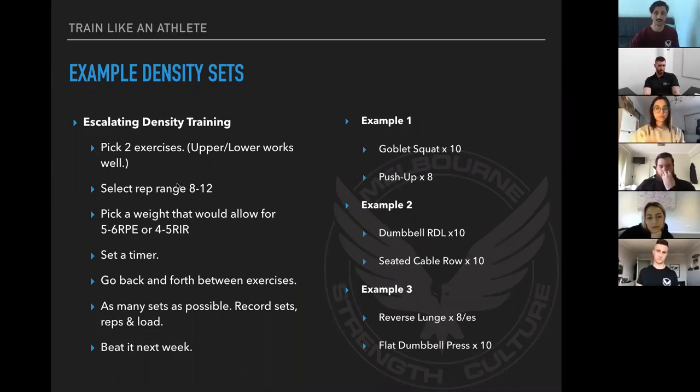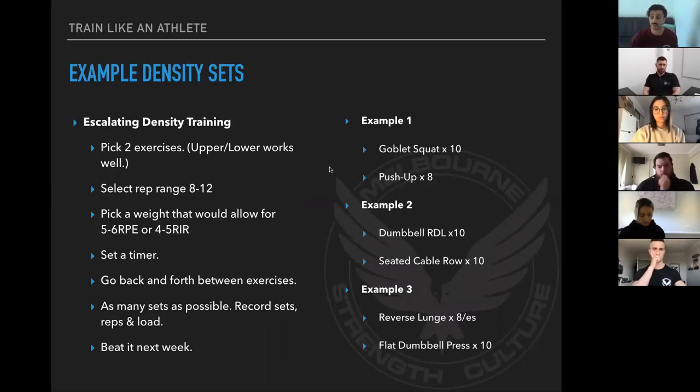Pick a rep range around 8 to 12. Something on the first set, they could probably do another 5 reps afterwards. So it's not too heavy, but after a few sets, it will be. You want them to finish the 15 minutes without failing sets. All right, that's I guess the priority there.